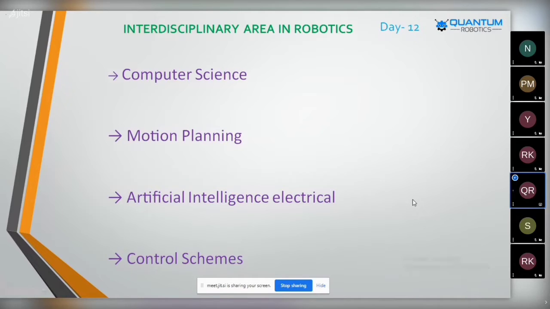And control schemes: in control schemes we see how the actuation systems work to move a robot from one point to another point. The control schemes mean that control signals are passed from one place to another, how they are going to be executed, and how the execution process will be done. Now we can see a clear view of all these topics.